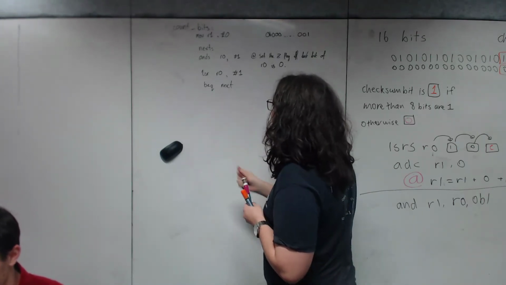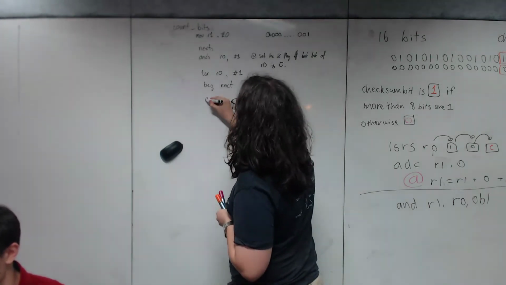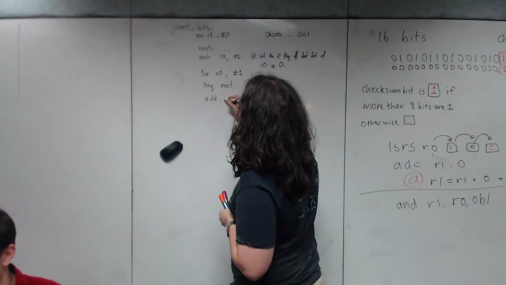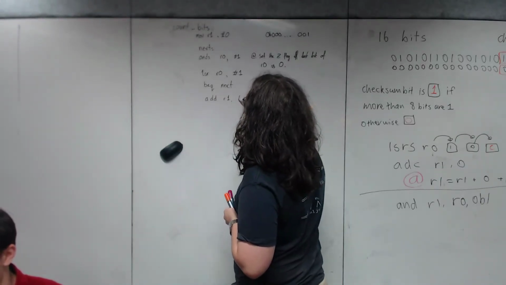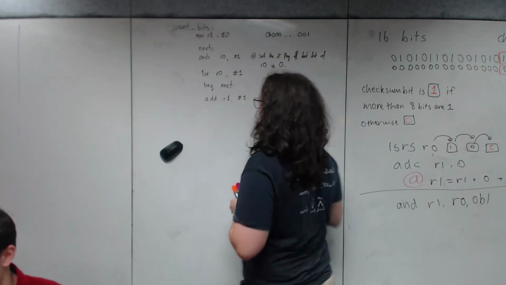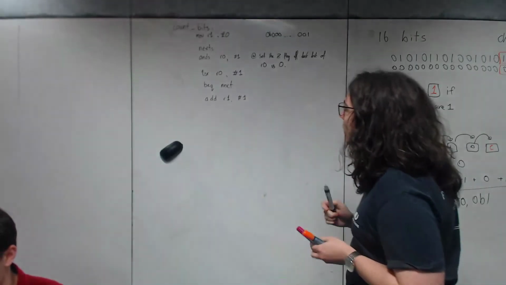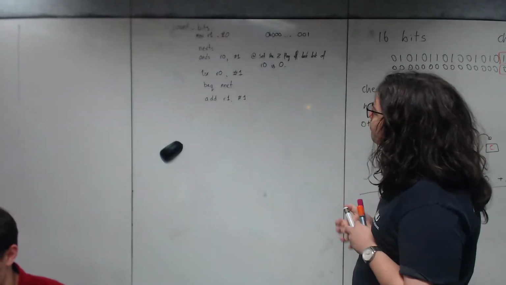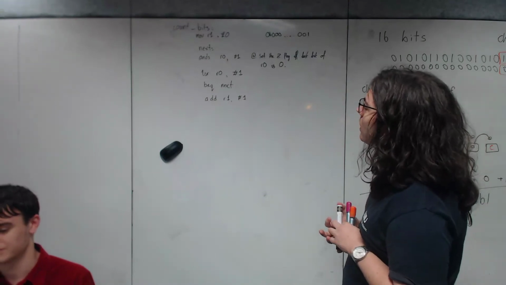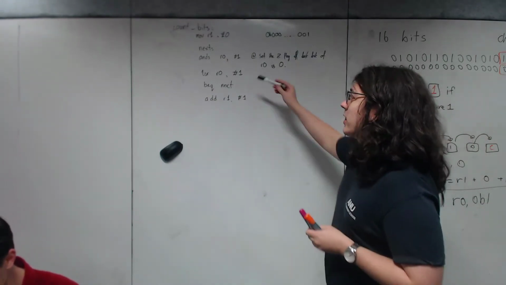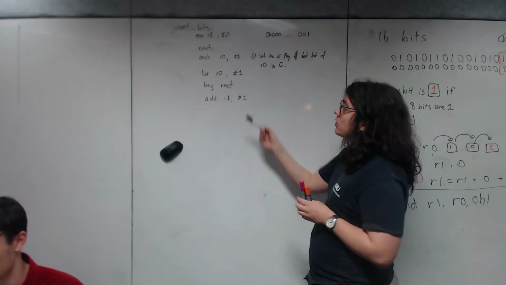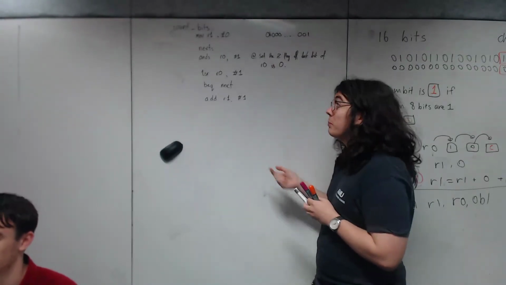Otherwise, we want to add 1 onto R1. Yep, looks good to me. The only thing is this is going to keep looping. It doesn't know how many times to logically shift R0. It doesn't know how many bits to check.